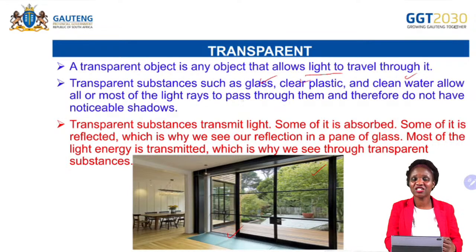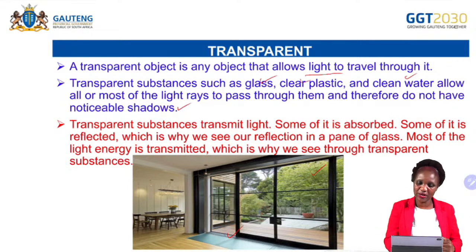Transparent substances such as glass, clear plastic, and even clean water allow all or most of the light rays to pass through them and therefore do not have noticeable shadows. You won't see noticeable shadows. Even if they are there, they'll be minimal. They'll be very small. They'll be barely noticeable.